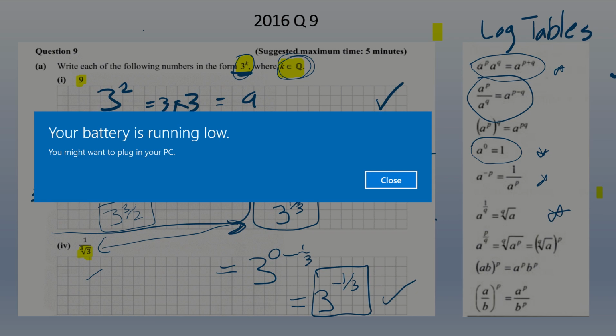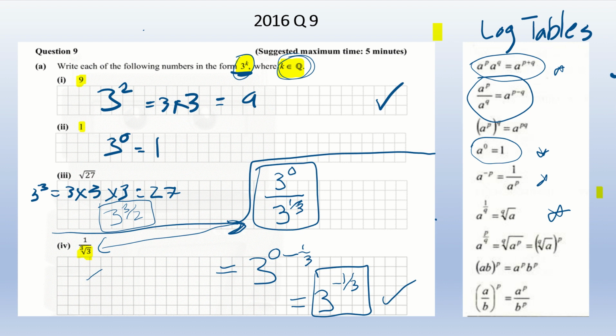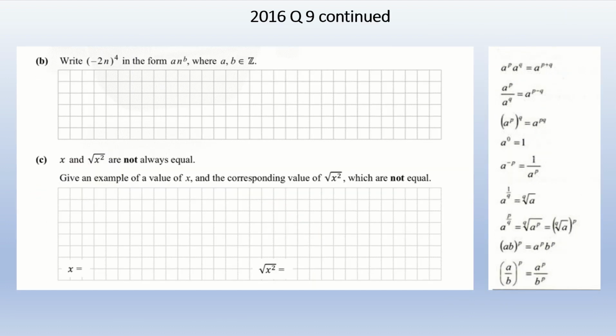Your hardest part will be to pick what laws of indices to use and to use them correctly. Be careful which number is your base, be careful which number is your exponent. Alright, the rest of your question, and this was just using your laws of indices, and then the rest of the question asked, well, what's the story here?